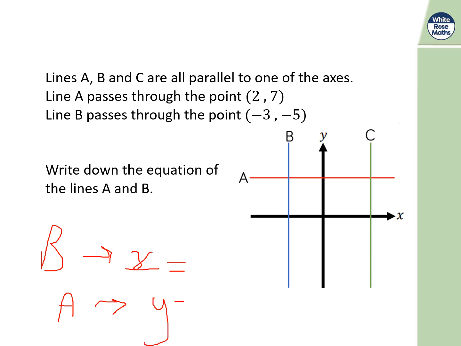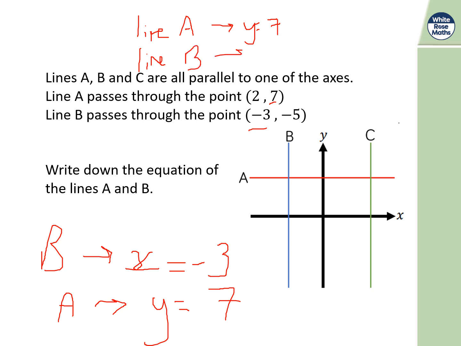Sorry about my handwriting, guys, I apologize. Line B passes through minus 3, minus 5, so that would be minus 3 for the x. And for line A, y is equal to 7. So to be clear, line A has equation y is equal to 7, and line B has the equation x is equal to minus 3, and I got it from the set of coordinates.